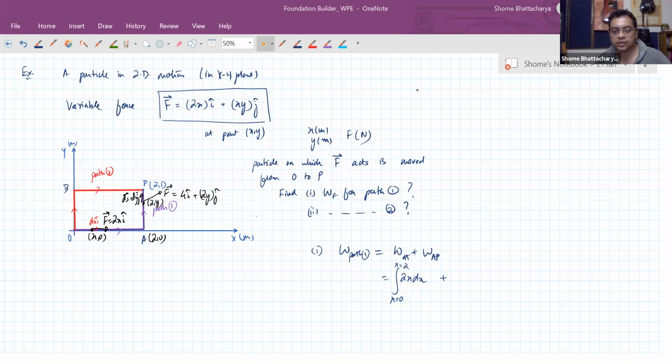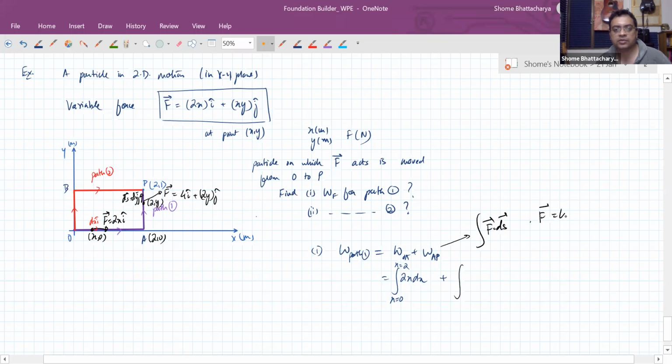Okay, I'll just calculate. So this one will become like this. For the part AP, the integration of f dot ds, how much will f be? It will be 4 i cap plus 2y j cap, and ds is dy j cap. So this will become 2y dy, and this time going from y equal to 0 to y equal to 1.